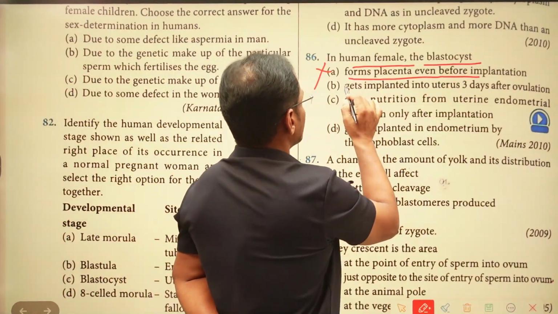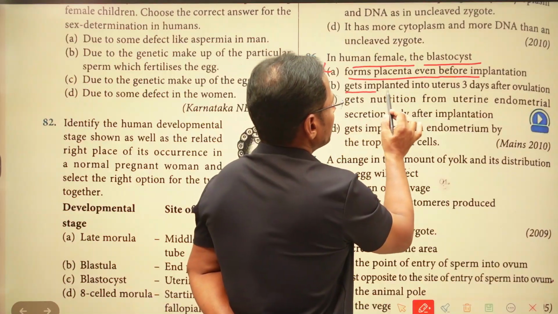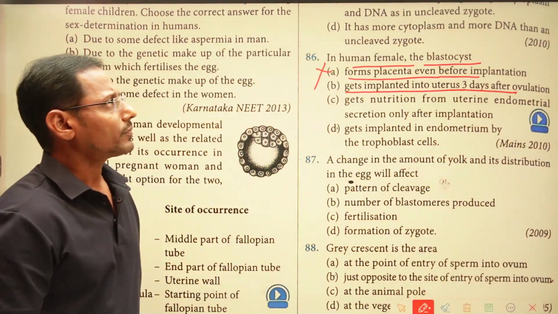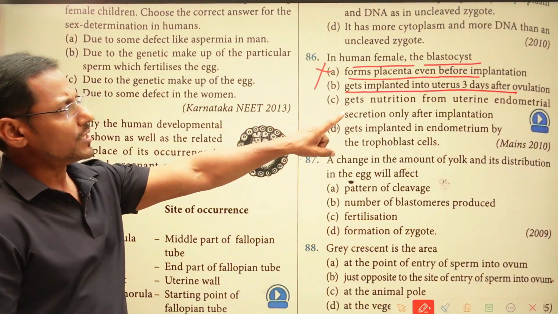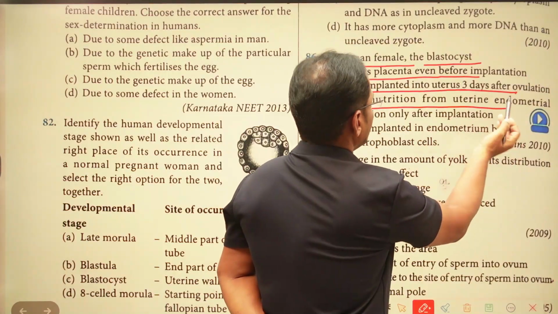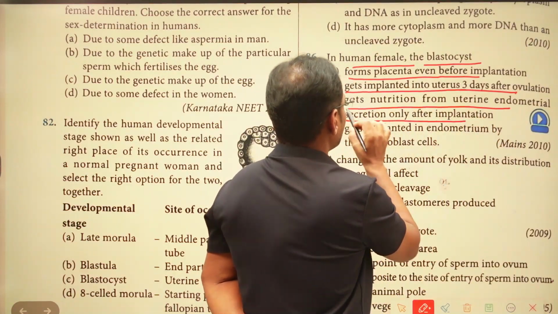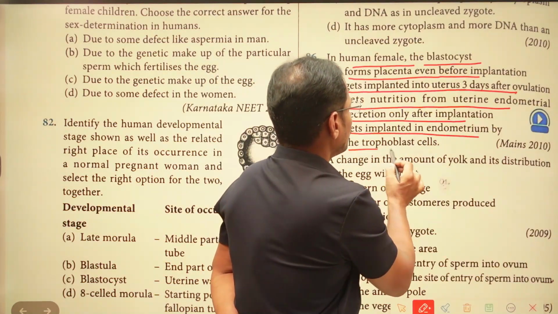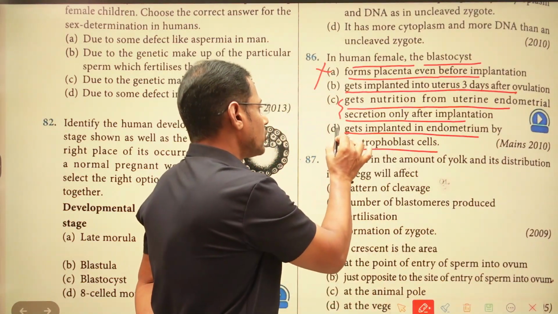Right now we'll see the second option, that it gets implanted into the uterus 3 days after ovulation. Gets nutrition from uterine endometrial secretions only after the implantation. Gets implanted in the endometrium by the trophoblast cells, right? This is the correct option.